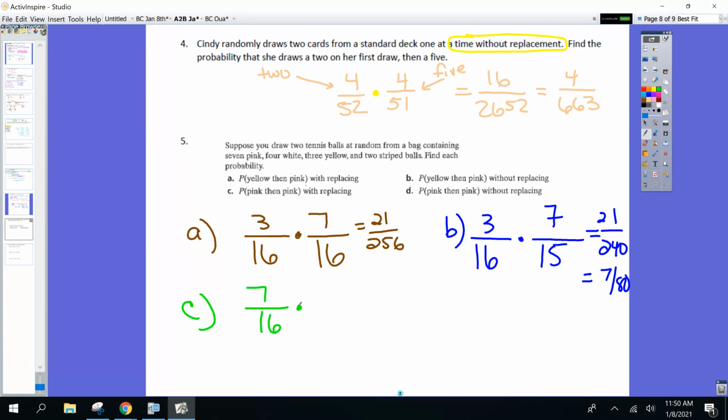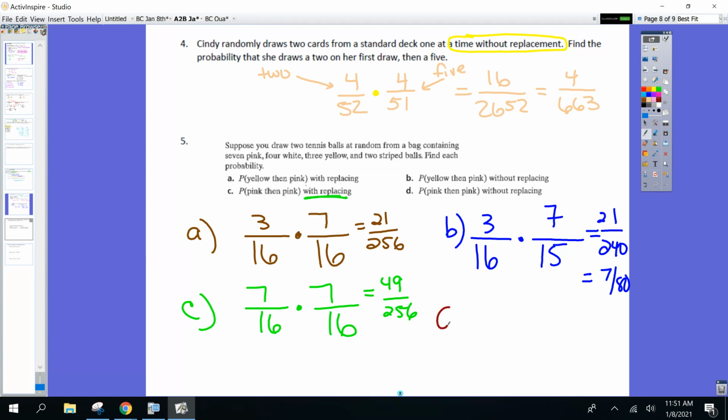Yep. And then it goes 6 out of 15. You didn't replace, though. I'm sorry, with replacing here. So you put that first one back. So it's still going to be what? 7 out of 16. There you go. Good. 7 out of 16 when I put it back in. 49 out of 256. Did that reduce? Nope. Does not reduce.